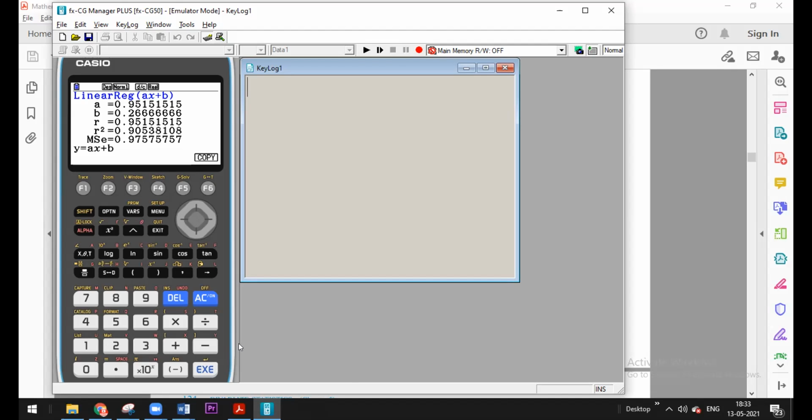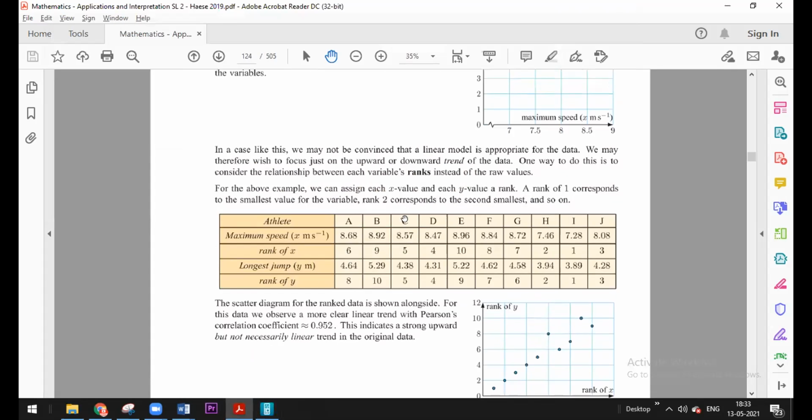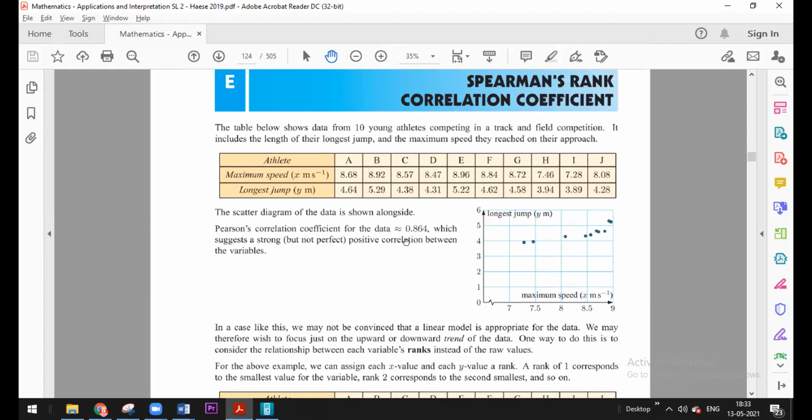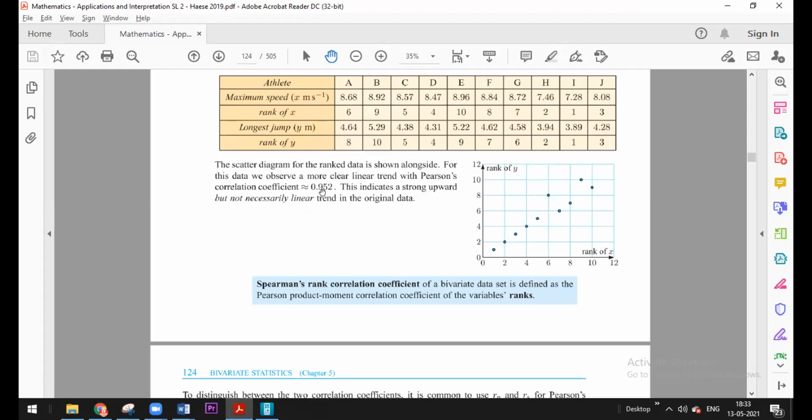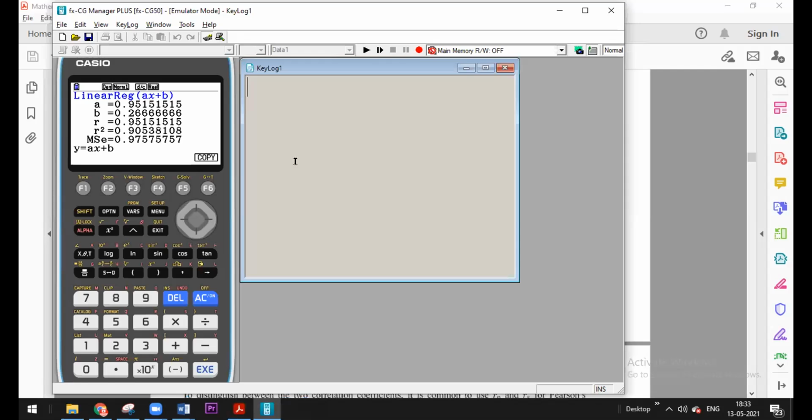So my first r is 0.864. Now my r is 0.952. So the scatter diagram for the rank data shown alongside, for this data, we observe a more clear linear trend. Now you are getting a more clear trend. How to see the trend? I'll show you that as well.